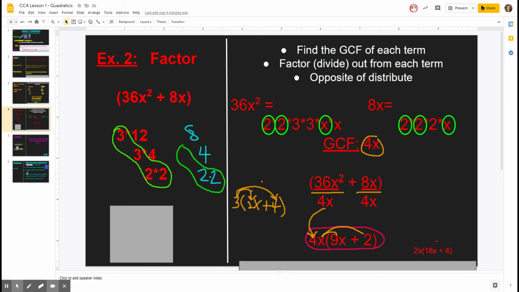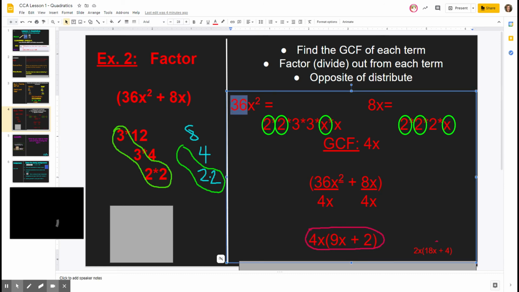But if you know your factor pairs of 36, right? They're 1 and 36, 2 and 18, 3 and 12, 4 and 9, 6 and 6. And I know the factor pairs of 8 are 1 and 8 and 2 and 4. Well, the largest one that they have in common is 4.